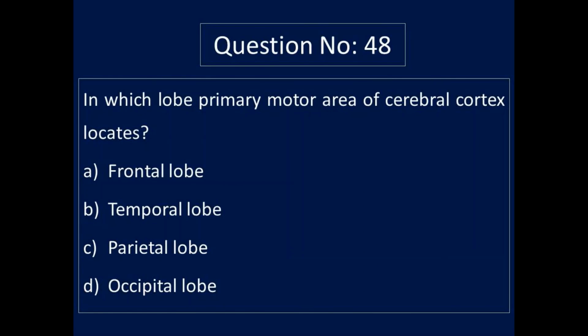Question number 48. In which lobe is the primary motor area of cerebral cortex located? Option A, frontal lobe; B, temporal lobe; C, parietal lobe; and option D, occipital lobe. Right answer is option A, frontal lobe is the lobe where primary motor area of cerebral cortex is located.